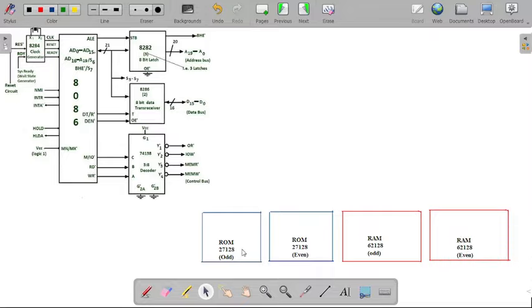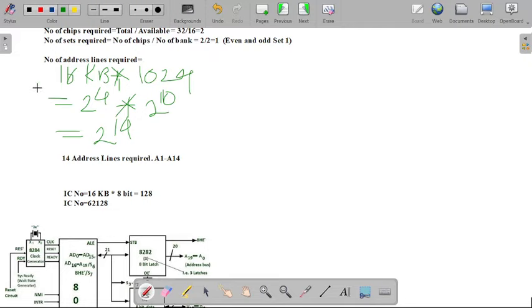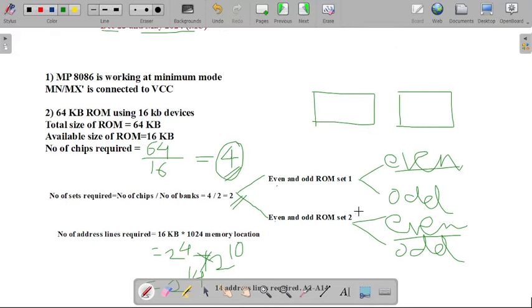And the sets will be available, that is two sets, meaning two memory banks, the odd memory bank and the even memory bank, for our ROM and RAM structure. The IC numbers that we are using are 27128 for our ROM and 62128 for our RAM structure, as calculated previously in that example. So now you can say that there are two sets of ROM available, set 1 and set 2. Here there are two sets of ROM and RAM we have identified from this example.